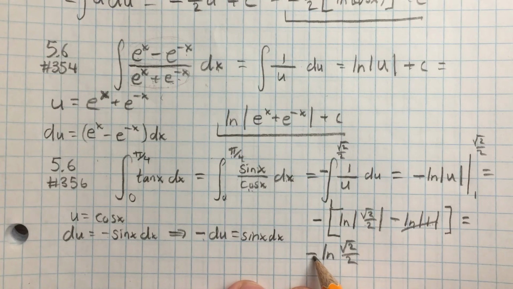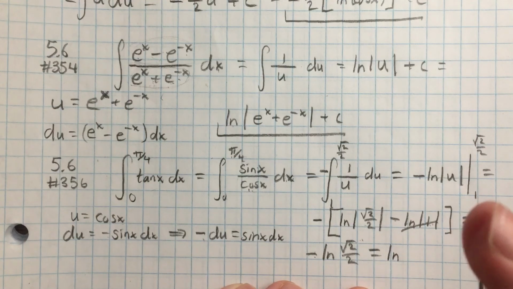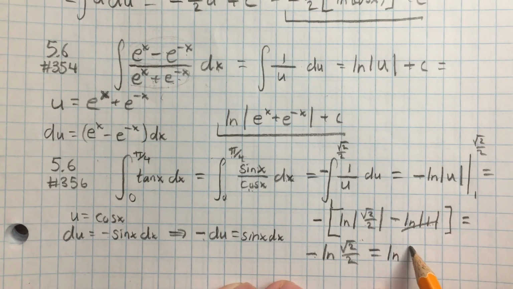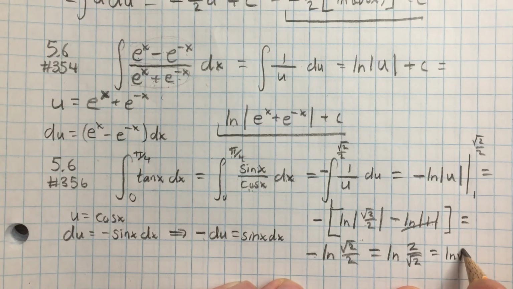But a negative on the outside of a natural log is the same as a negative 1 power on the input. So therefore I can rewrite this even as natural log of root 2 on 2 to the negative first, which would mean taking the reciprocal of the input. So 2 on root 2. The 2 on root 2 is just root 2, of course. So we get natural log of root 2 as our answer.